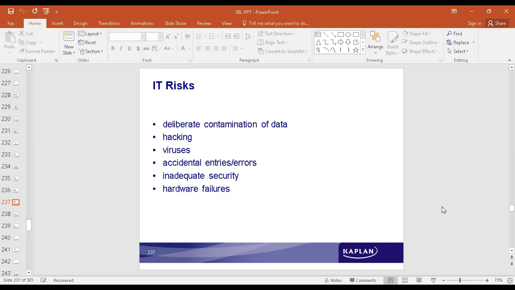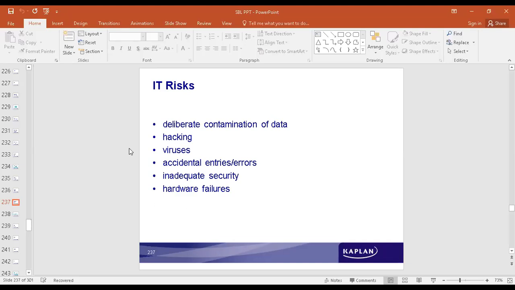So there are IT related risks, such as deliberate contamination of data, where somebody intentionally causes some damage to the data. Hacking is when an external intruder tries to intrude into the system to steal the data, cause damage, destroy or delete it. Viruses can spoil or cause damage to the software and hardware, and can be injected into the system. Accidental entries or errors are also a possibility.